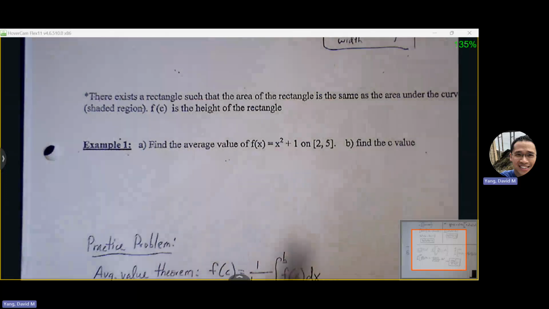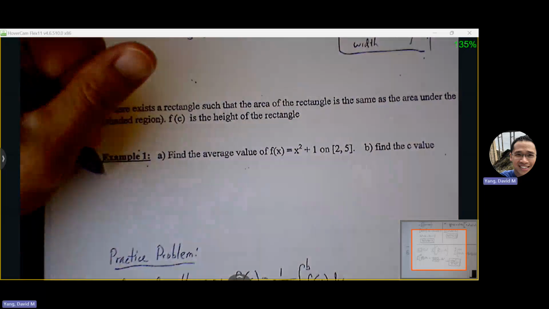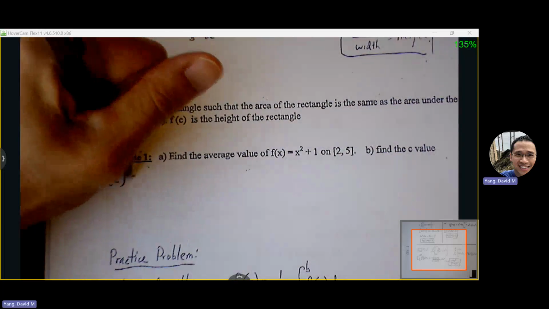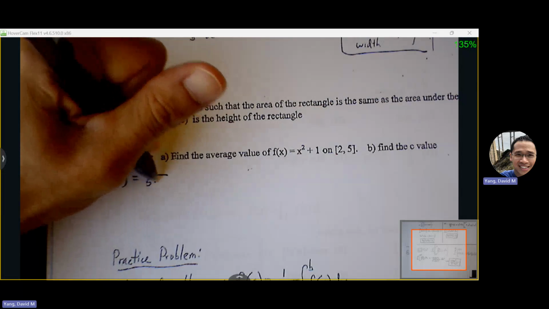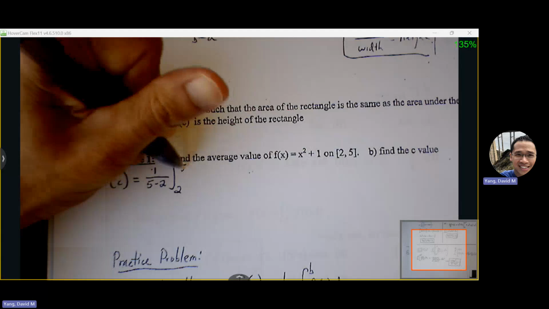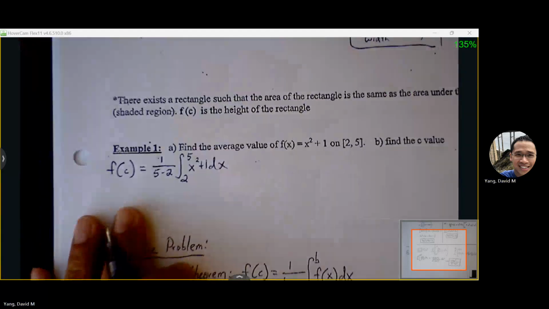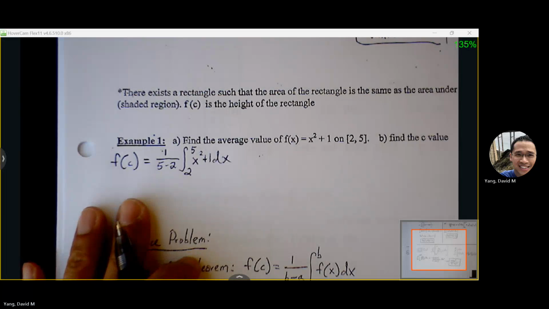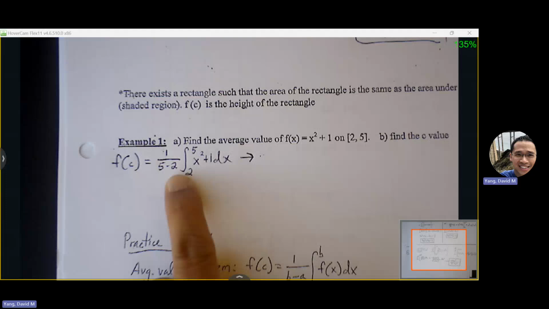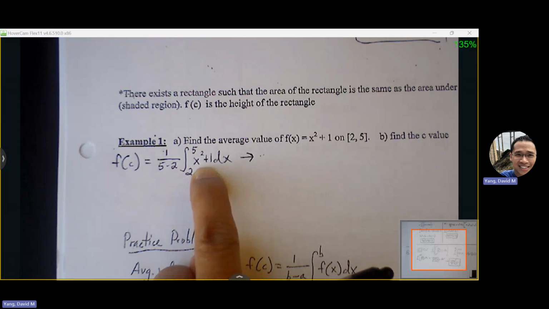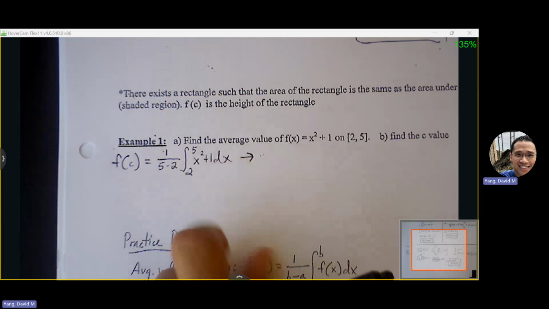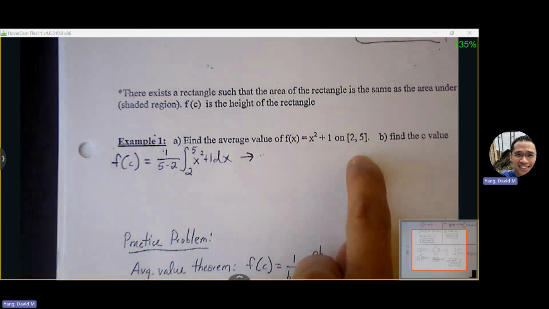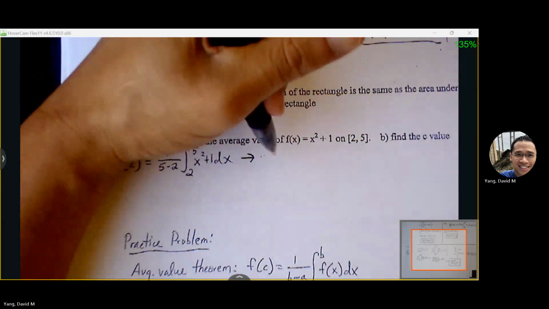So example one, find the average value. In other words, find the average height amongst all the heights on the function between 2 and 5. So we're just going to follow the formula here. My average height is just 1 over the width, 1 over b minus a, times the integral from a to b of x squared plus 1 dx. That 1 over 5 minus 2, that's just the coefficient. We know that we never want to involve the bounds first, right? This is simply a power rule. We apply power rule, plug in the upper and lower bound, and then we can clean this down to a number. And that number will be the average height amongst the heights on this curve.